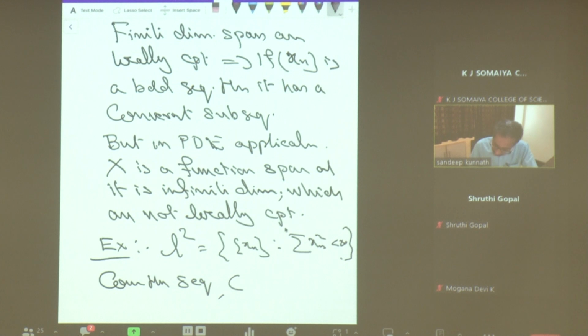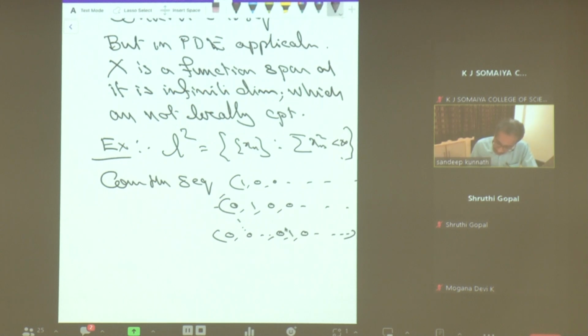So the first element is say 1, 0, 0, etc. The second one is 0, 1, 0, 0, etc. In general, the nth one is 0, 0, etc., 0 and 1, 0, 0. You can take these kinds of sequences. You can see that the distance between any two elements is something like root 2.